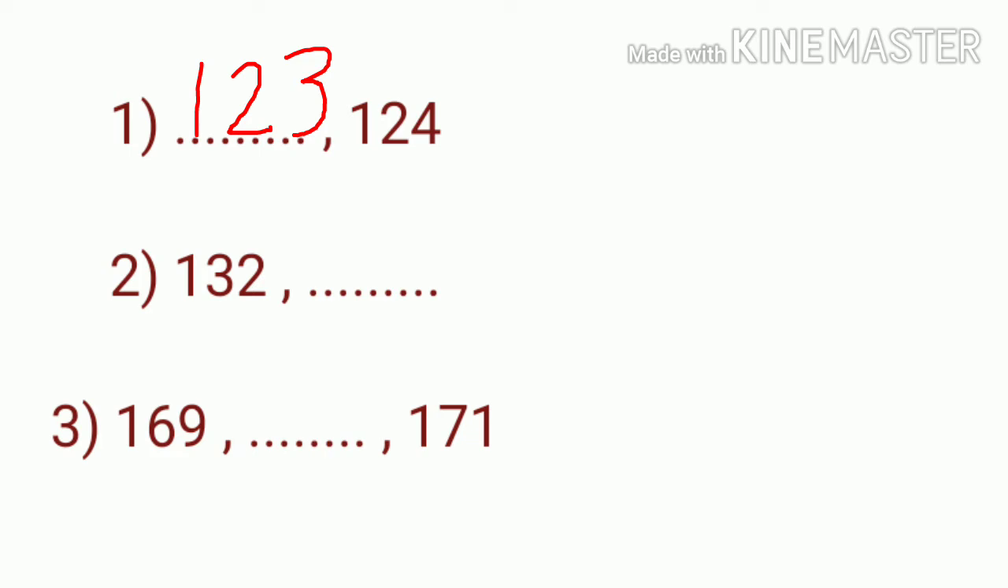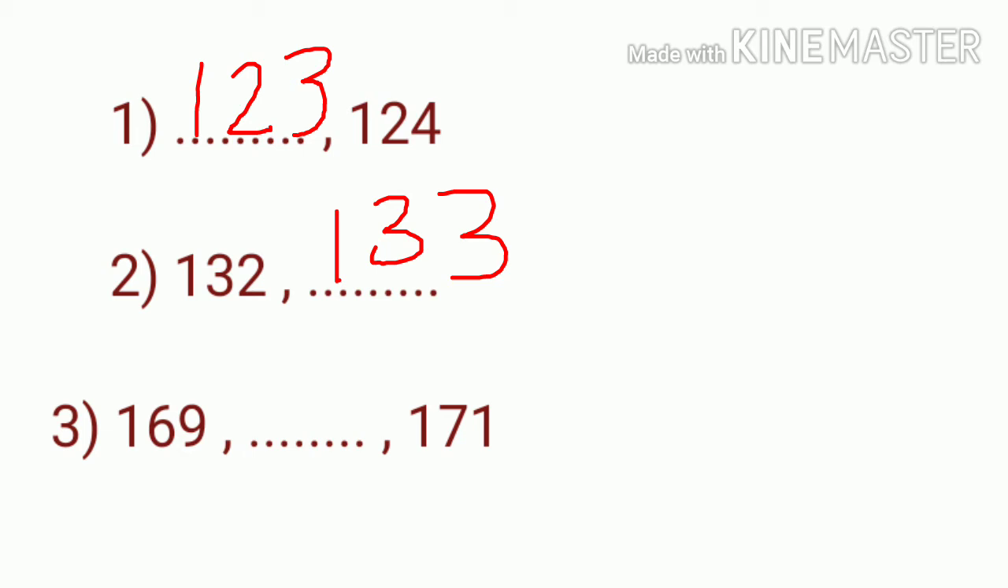Let us solve the next question, that is 132 dash. Here we have to find out the number which comes after 132. Here we can use the method of forward counting. Let us count forward from 132. That is 132, 133. So we get the number 133 comes after 132.